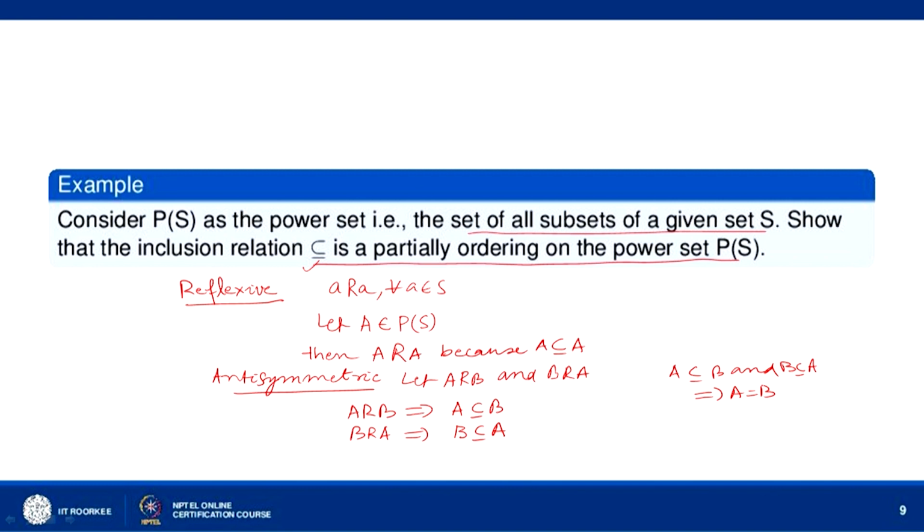If A is a subset of B and B is a subset of A, then they must be equal. So, A is equal to B, and therefore, if A is related to B by the inclusion relation and B is related to A by the inclusion relation, then A must be equal to B. So, the antisymmetric property holds, and the third one is the transitive property.